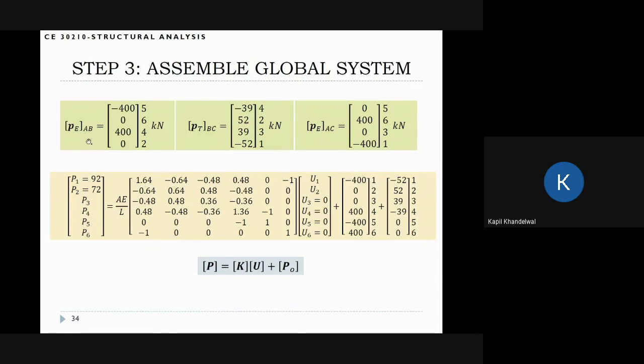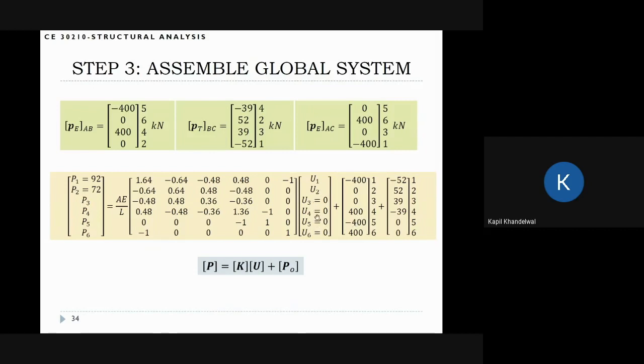Here, this is the PO vector, the global PO vector, and this is the sum of the contribution from element number AB, BC, and AC. So all of these, you have to add them together in the correct order. So this is the calculation. And after we do all this calculation, we can solve the system.